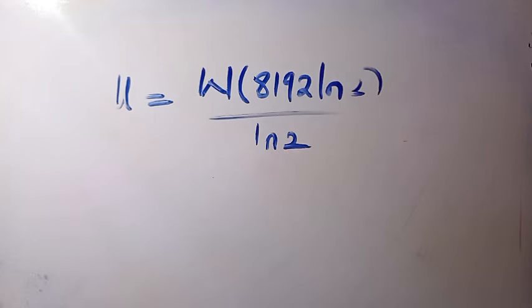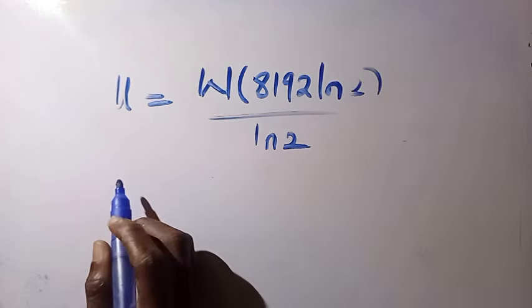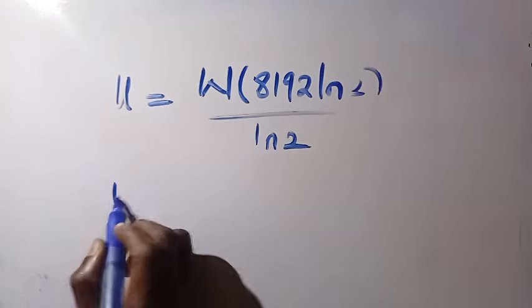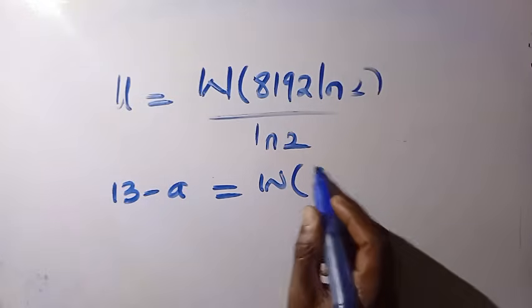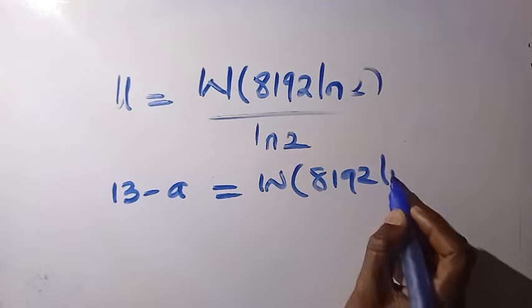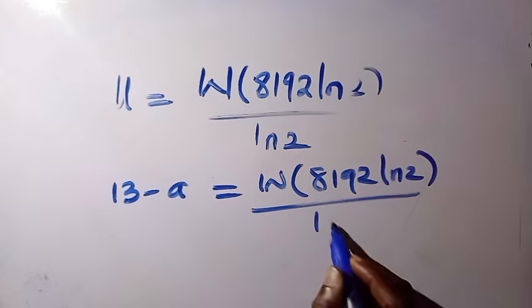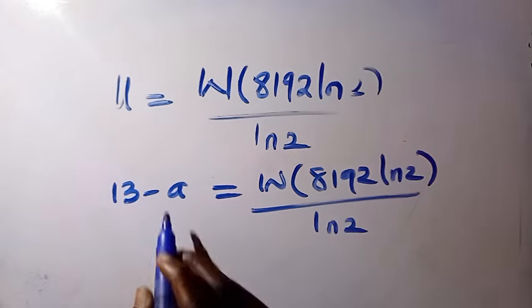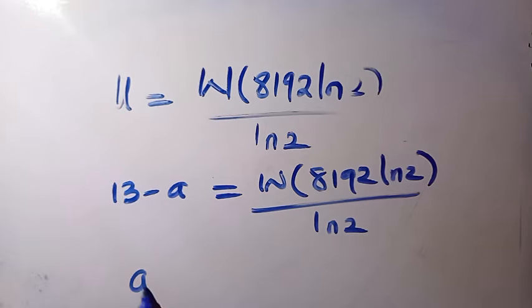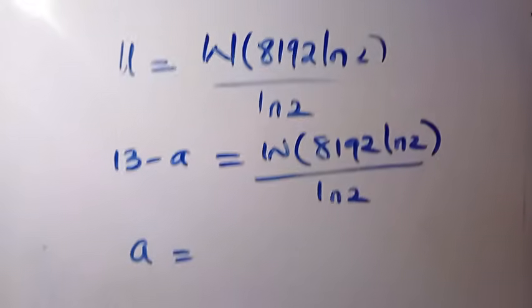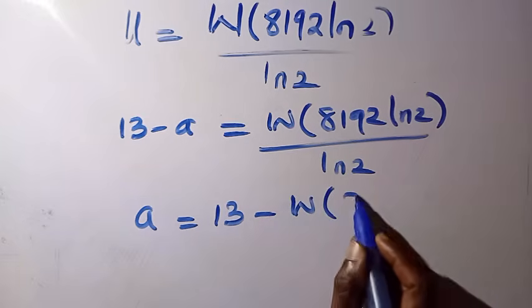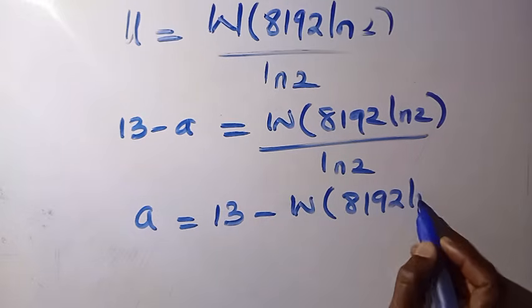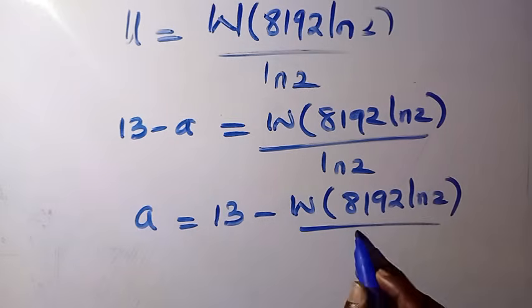And with this, we are looking for a, not u. Recall that u is given as 13 - a, then 13 - a = W(8192 ln 2) / ln 2. Making a the subject of the formula, we have a = 13 - W(8192 ln 2) / ln 2.